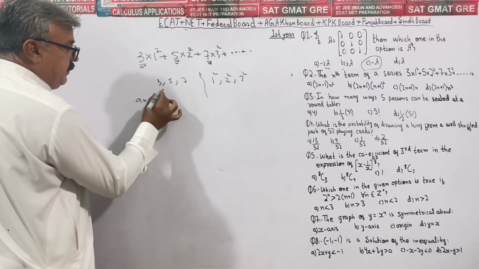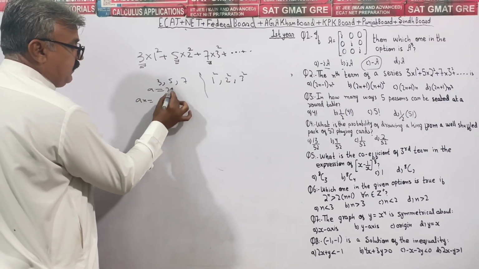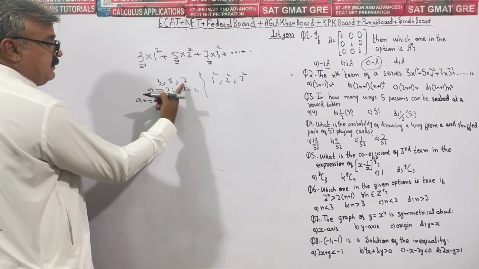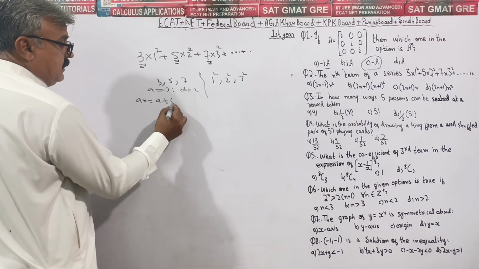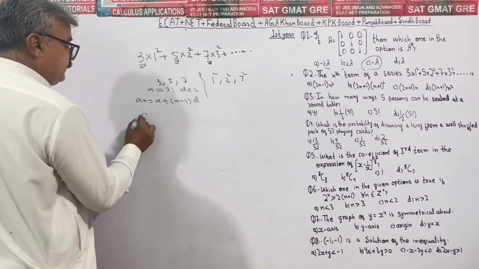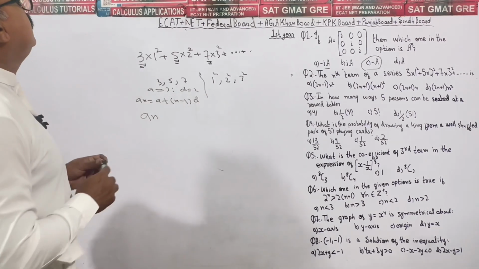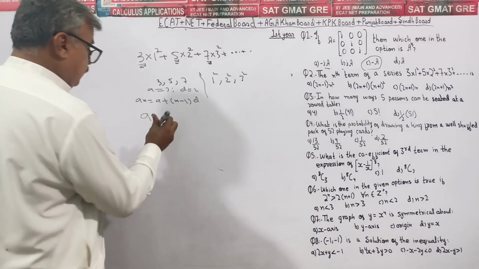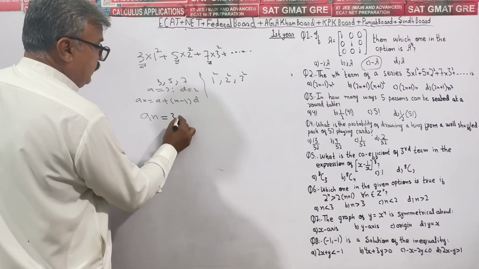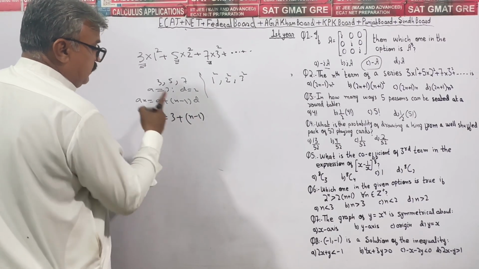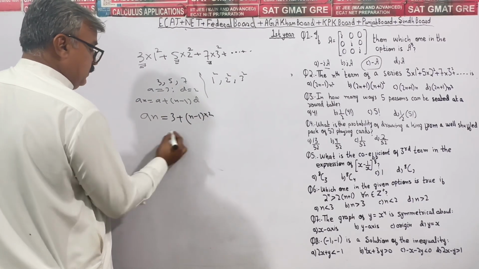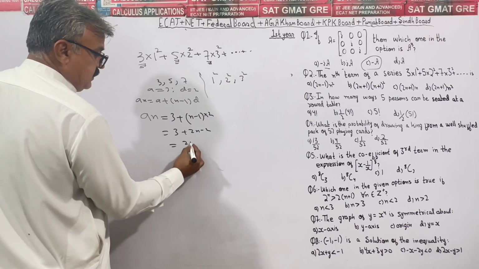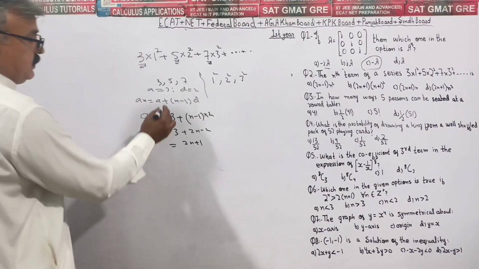It is an AP, where A is equal to 3 and D is equal to 5 minus 3, which is 2; 7 minus 5 is 2. The nth term is A plus n minus 1 times D. So An is equal to 3 plus 2 times n minus 1, which is 3 plus 2n minus 2, meaning 2n plus 1 is the nth term for this one.